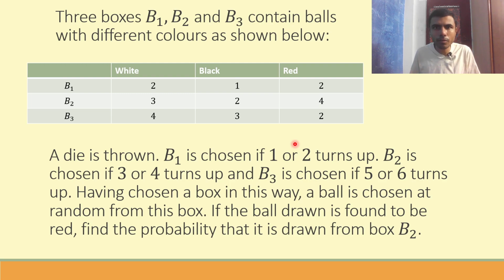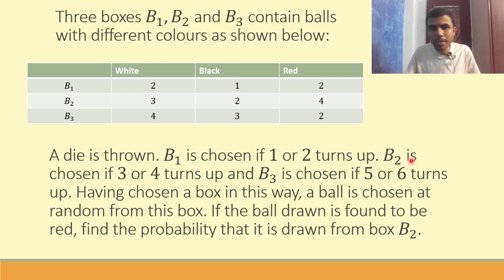What is the total number of possibilities in a die? If you roll a die, you'll get any number from 1 to 6. So there are 6 possibilities. Out of that, my favorable events are 2, 1 or 2. So there are 2 favorable events, and the total number of events is 6. The probability of choosing box B1 is 2 by 6, which is 1 by 3.